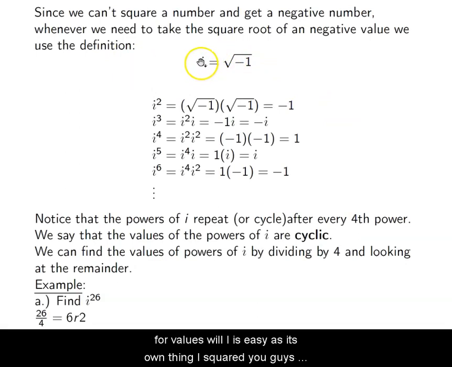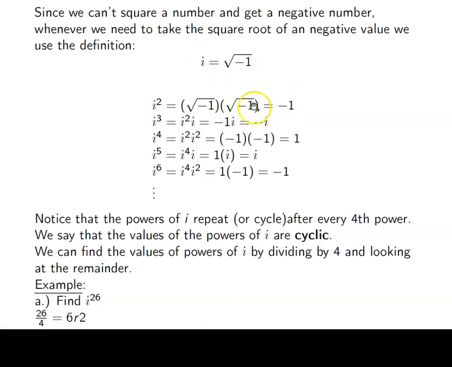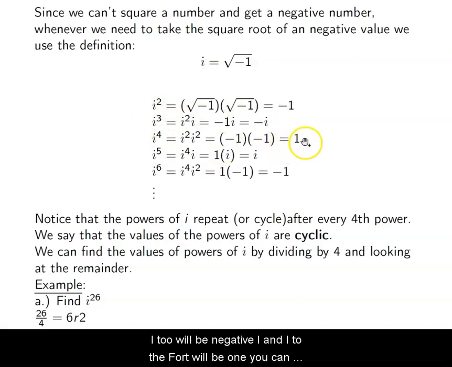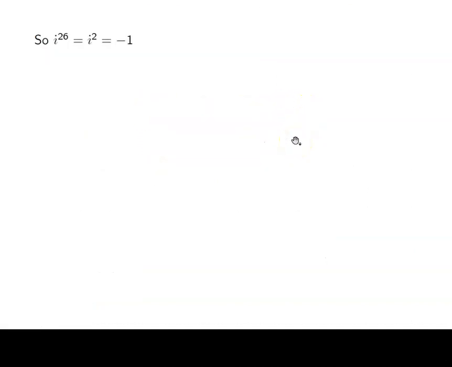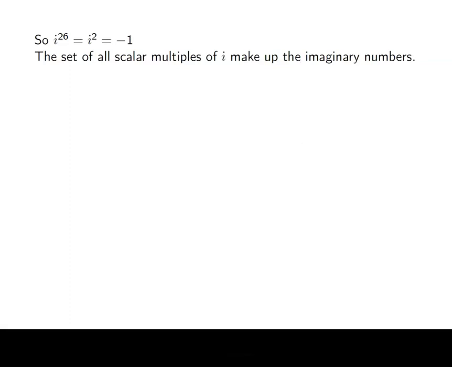So we really only have to remember 4 values. Well, i is easy. It's its own thing. i squared, you guys should be pretty familiar with from previous experience. i cubed will be -i, and i to the 4 will be 1. You can always think of i to the 4, or i to the 0 remainder, as just -1 times -1, right? So it's actually pretty straightforward.